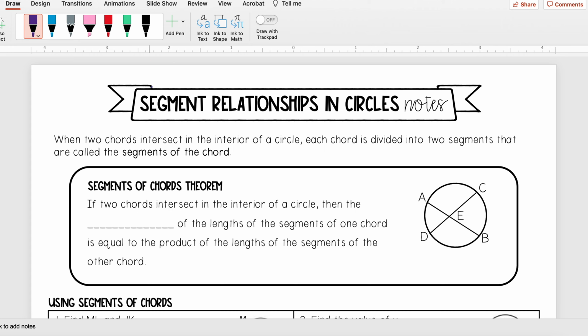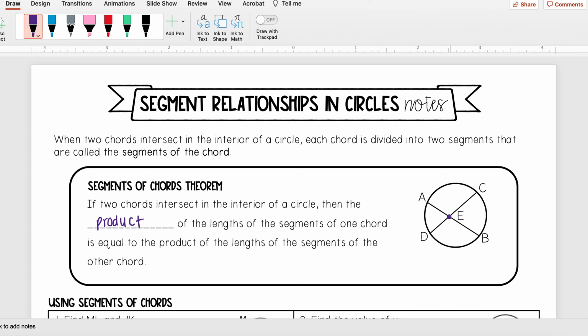And we have the segments of chords theorem. This theorem tells us that if 2 chords intersect in the interior of a circle, then the product of the lengths of the segments of one chord is equal to the product of the lengths of the segments of the other chord. So let's look at this diagram to see what exactly this is telling us. I see that I have 2 chords here, chord AB and chord CD, and they both intersect at my point E.